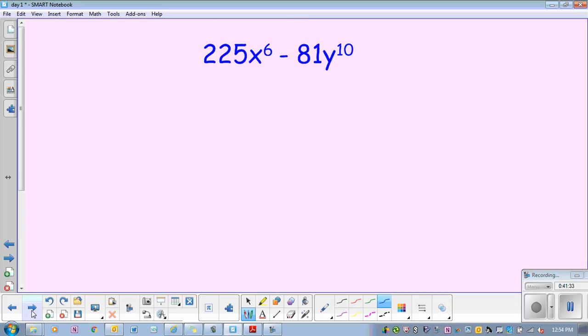Oh, 225 and 81. So I have x's and I have y's. With this, I would just run through in my head: okay, 2 terms, there's a minus. Both of my exponents are even. That means that I can square root both of them, right? Even though it's an x to the 6th and y to the 10th, that's fine, right? Square root of x to the 6th turns into x cubed. Square root of y to the 10th turns into y to the 5th. Don't you agree? All right, yes.